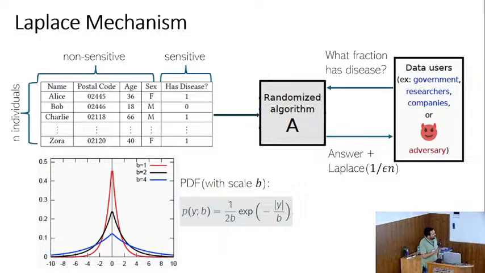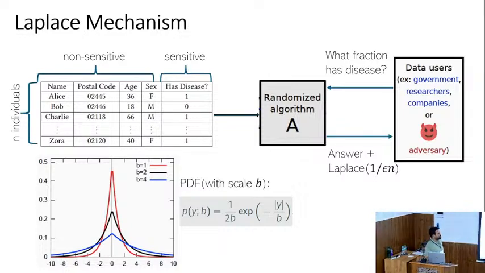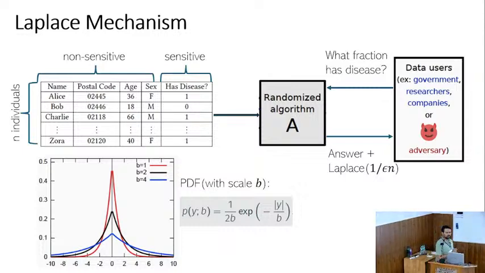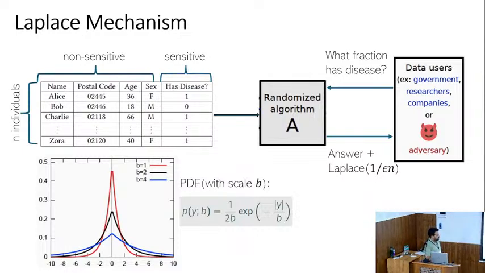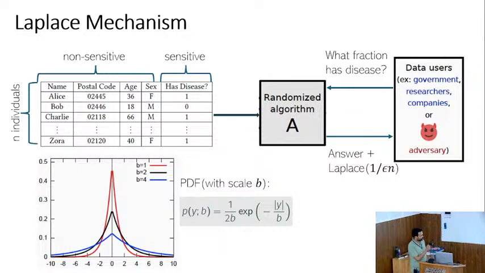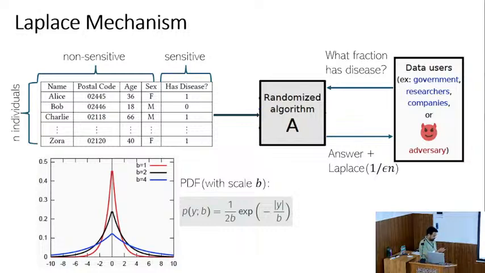So the scale actually determines how much noise you are going to add. If the scale is higher, you will add higher noise. If the scale is lower, you will add lower noise. So for Laplace of 1 by epsilon n, the scale b is 1 by epsilon n. This is the amount of noise we will add to the query. Obviously this noise is still independent of the query.